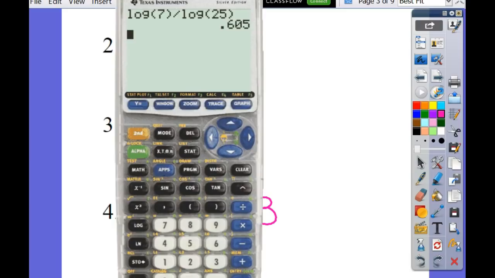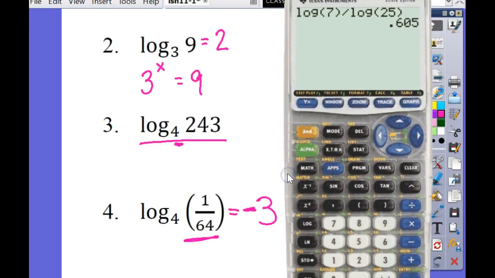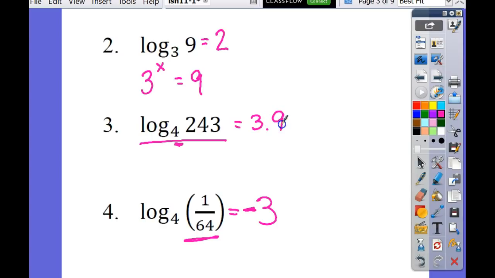Okay, back over here to this problem I couldn't figure out just a minute ago. Back to problem number 3. Using my calculator, I can figure it out. Log of 243, close parentheses, divided by log of 4, enter. That's going to be 3.962.